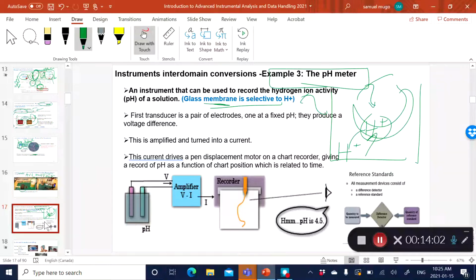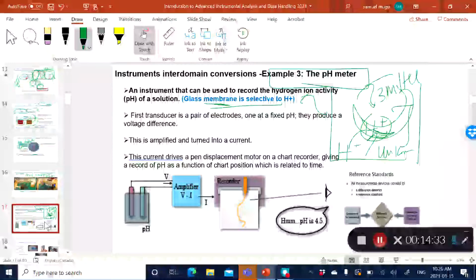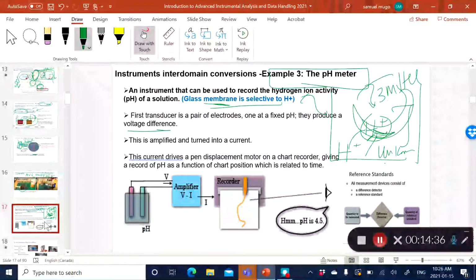If at all you feel, these glass membrane, with a known concentration of hydronium ions, say 3 molar HCl, and the one outside, it's unknown, then you're gonna create a potential difference between what is inside and what is outside, through this interface. And the separation in ion concentration across a membrane gives you a potential difference, and that gives you a voltage.